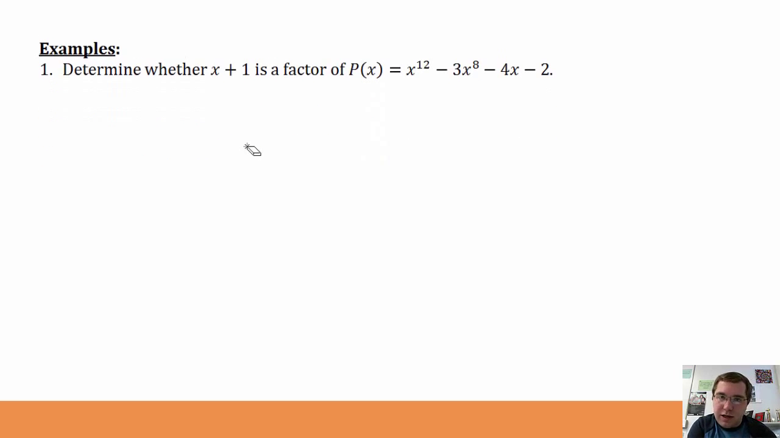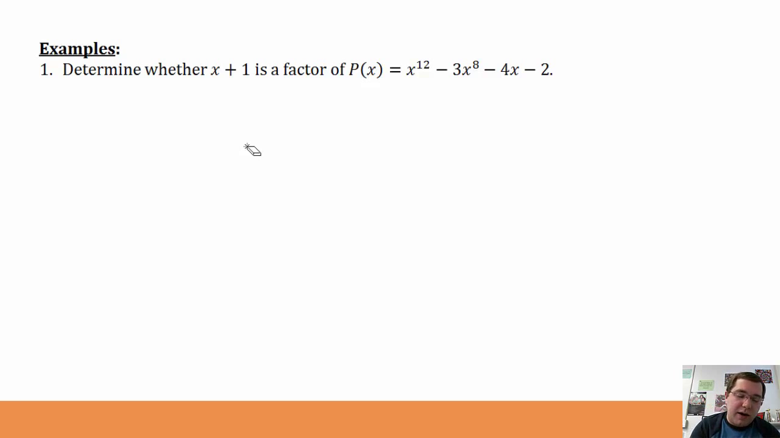So this is incredibly useful, and here's why. If I take the polynomial p of x equals x to the 12th minus 3x to the 8th minus 4x minus 2, I have no way of solving that or factoring that using what we've done up to this section. But using this section, I can do it to an extent, and I'll need the next section to be able to do it completely. But determine whether x plus 1 is a factor of that polynomial.